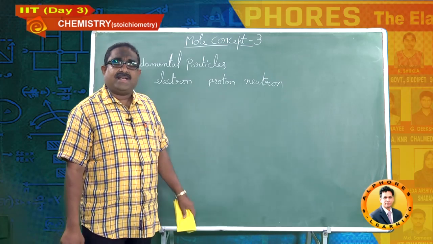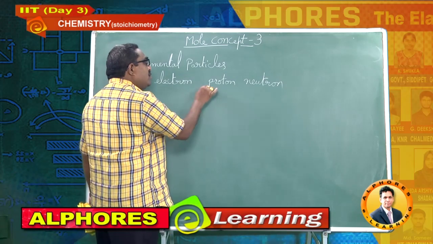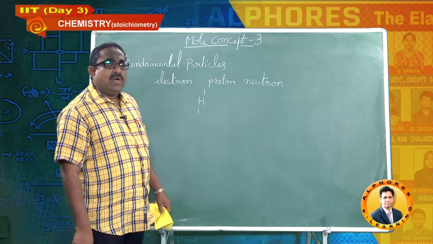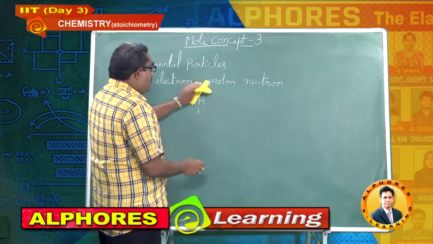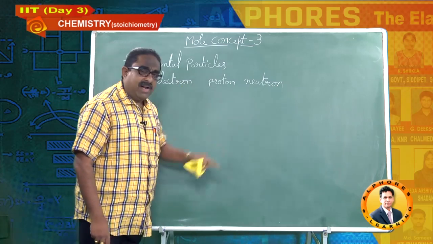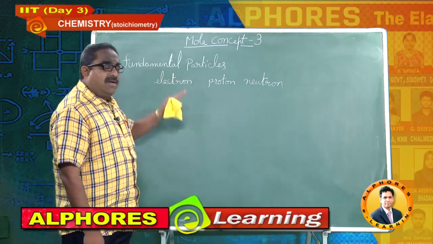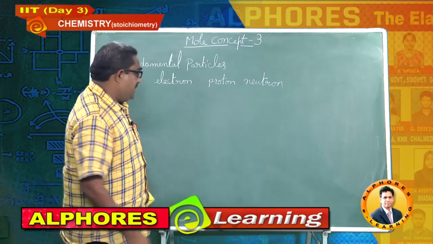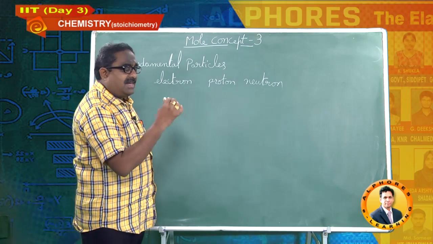All these three together are called fundamental particles, because almost all the atoms of all the elements possess these three particles as common, except only one element, that is only one isotope of hydrogen, that is normal hydrogen, which contains only one proton and one electron, and there are no neutrons. So, this is the introductory part of fundamental particles. Actually, this topic belongs to atomic structure, but here there is a link to the stoichiometry for the calculation of fundamental particles.